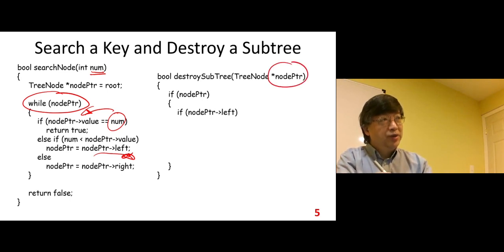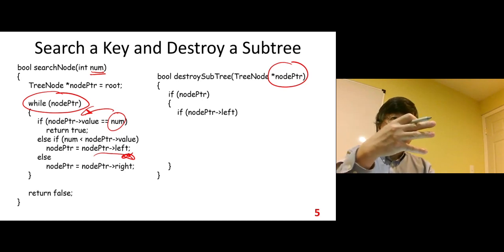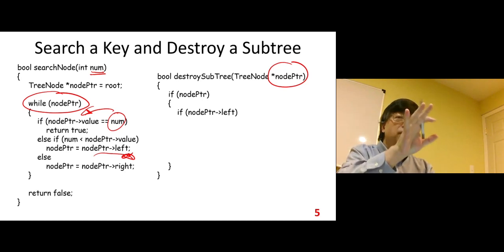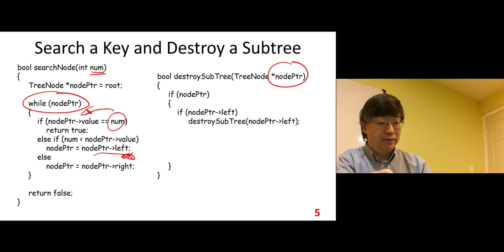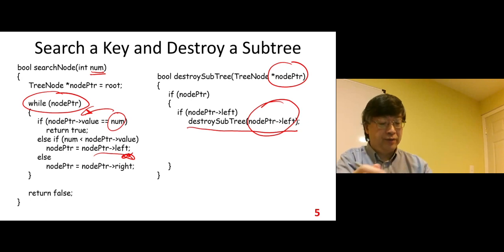All right. To destroy the whole subtree, we need to remove all the nodes in this subtree. Okay? We go to the left and we destroy the whole subtree that corresponds to using the left child as the root. Okay?